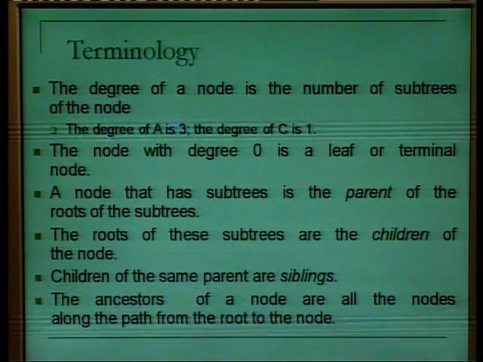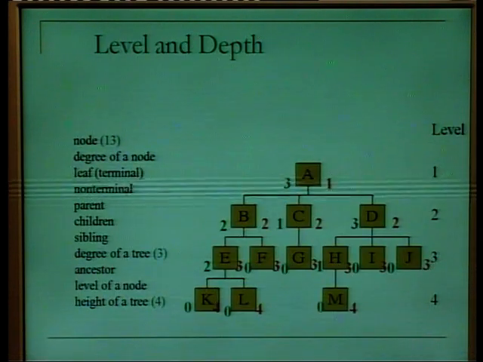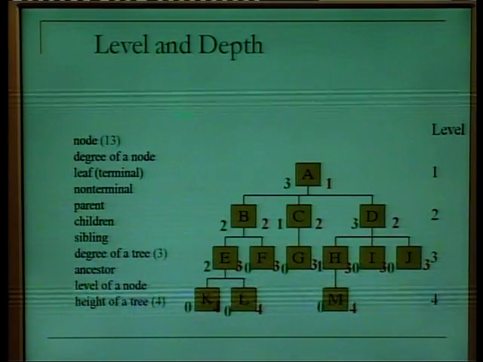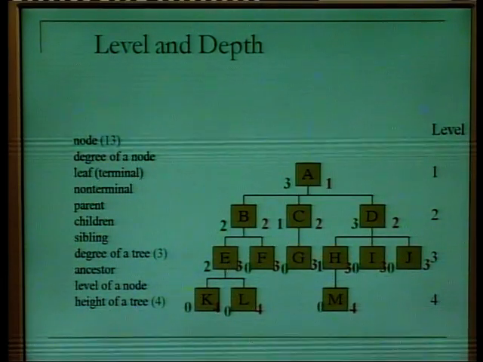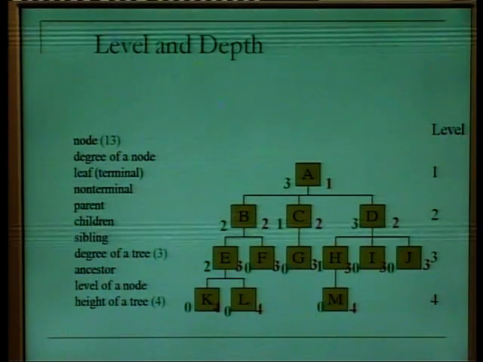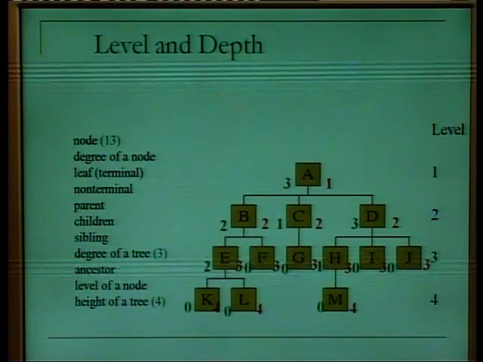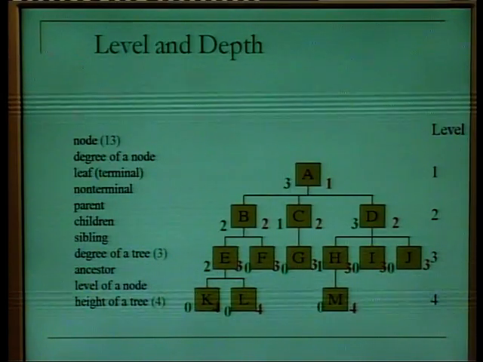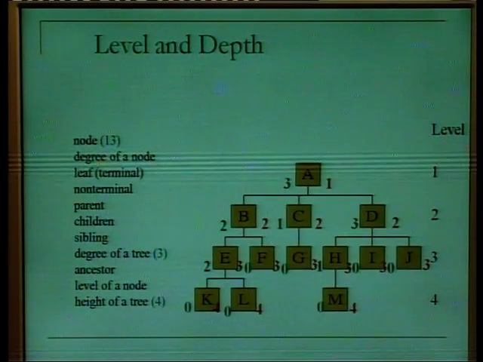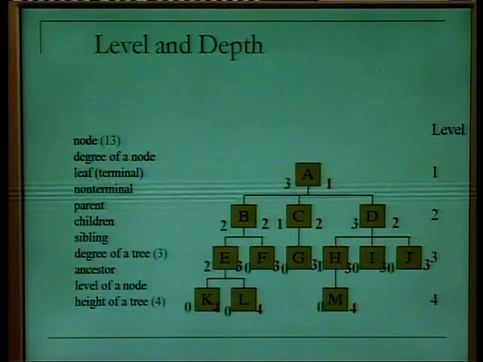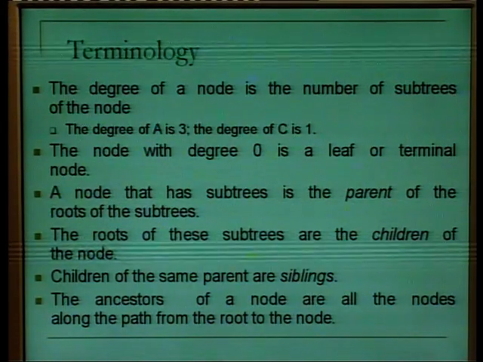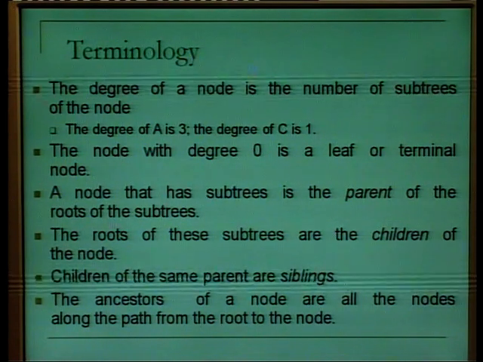Children of the same parent are siblings. Like in this example, B, C, D are siblings because all these three nodes are children of the node A, and E and F are also siblings because these are also children of B. Now H, I, J are also siblings because these three nodes are children of D. And ascendants of a node are all the nodes along the path from the root to the node.